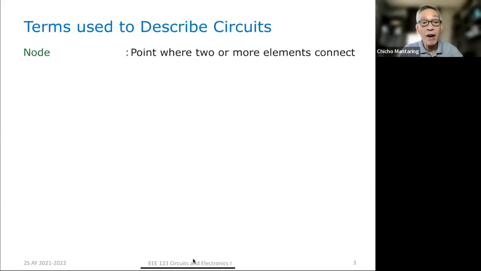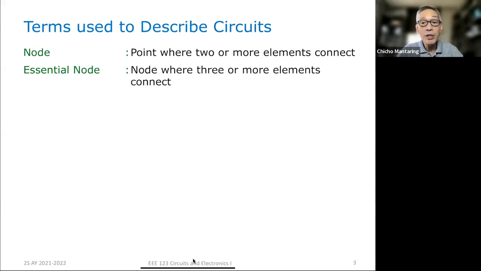Let me start by defining a node. A node is a point where two or more elements connect. I've been using that term a lot of times already, so I think intuitively you already know what a node is. Now, an essential node is where three or more elements connect. Why do we differentiate between a node and an essential node?